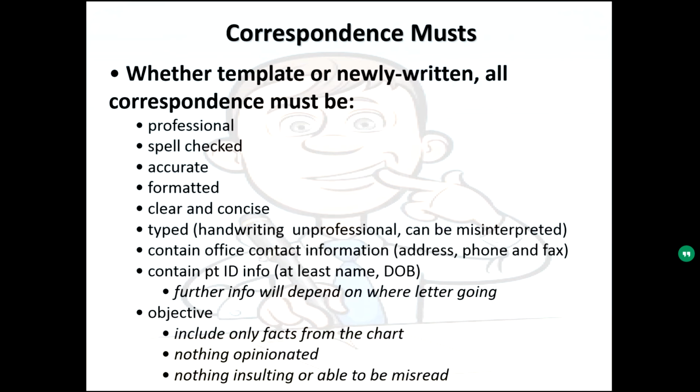So, now, regardless of what kind of correspondence, all of your correspondence has to be professional. It has to be spell checked. It has to be accurate. It must be typed. It should contain patient ID information. And it should be objective, especially if it's something that you're sending to the patient about the patient, like their records. So it should only be facts.